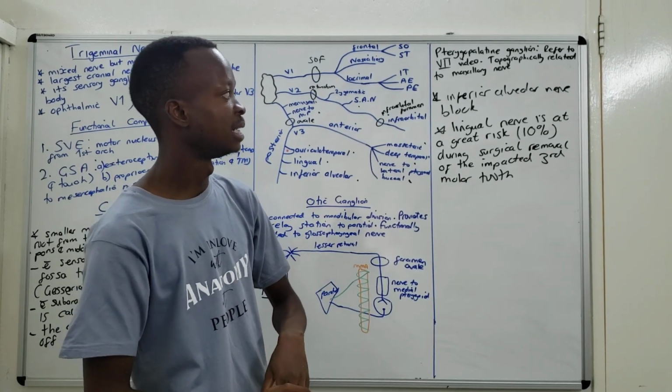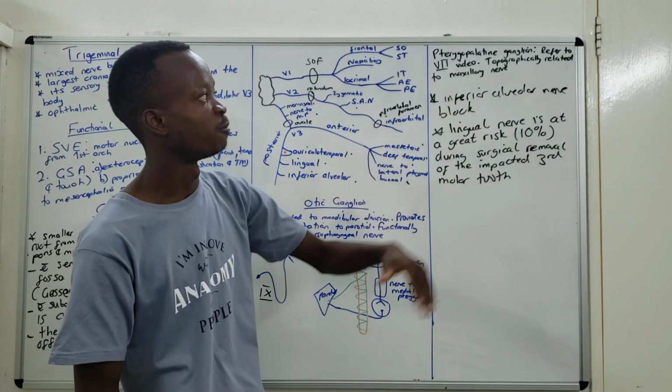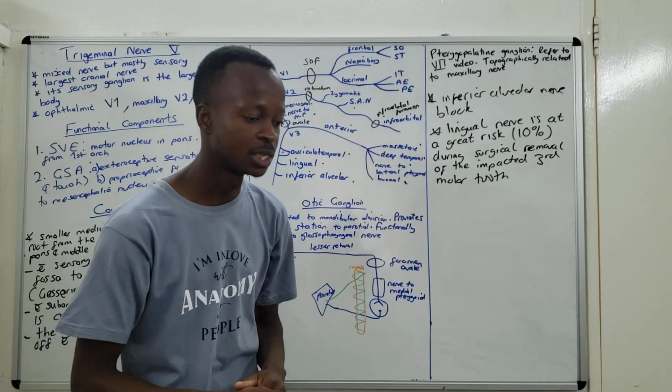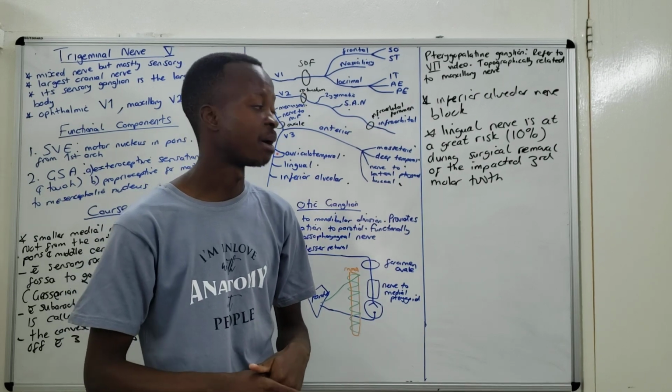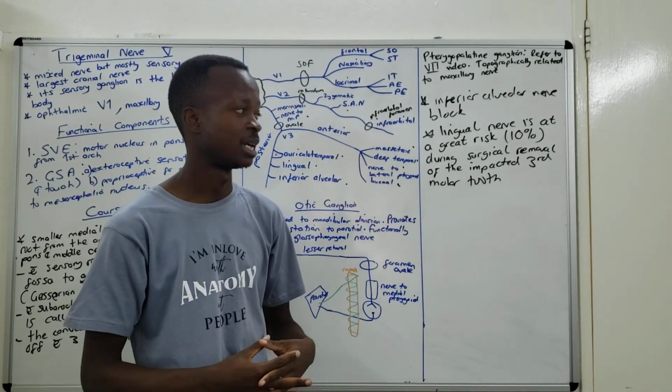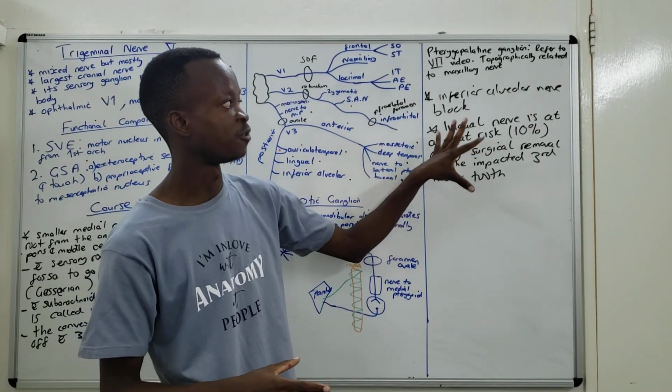Right? Then clinically, you can have an inferior alveolar nerve block for dental procedures. You can also affect the lingual nerve when you are removing an impacted third molar tooth. In 10% of the cases, it's going to be at risk of damage.